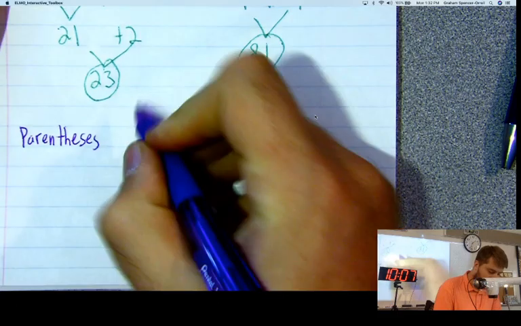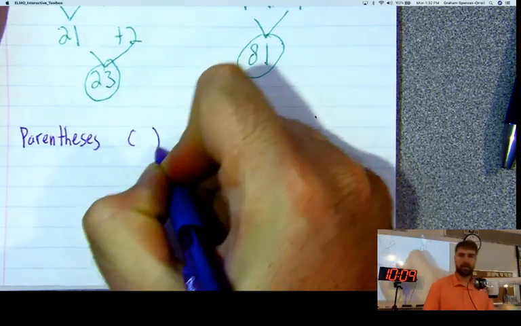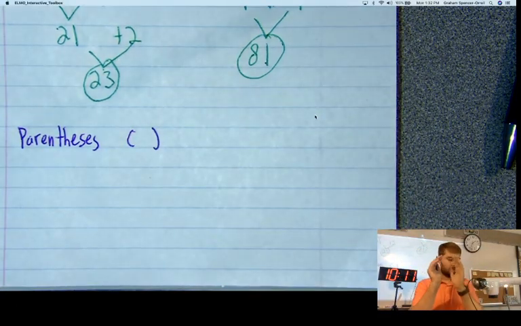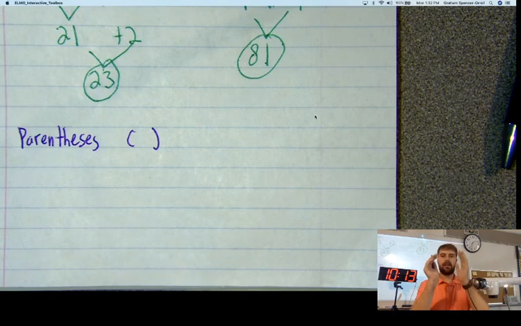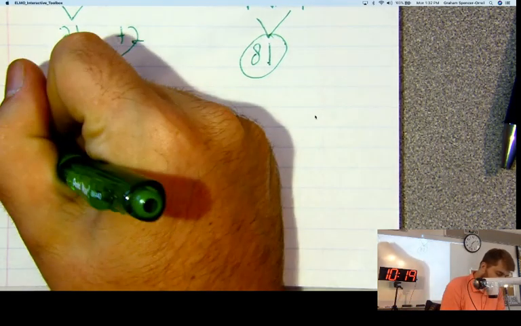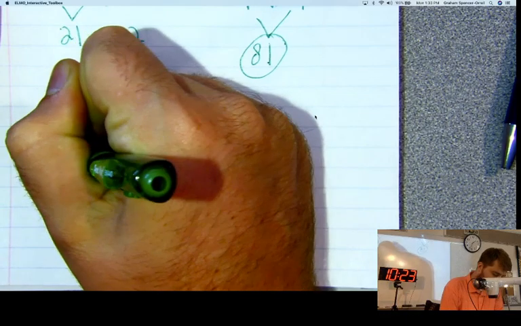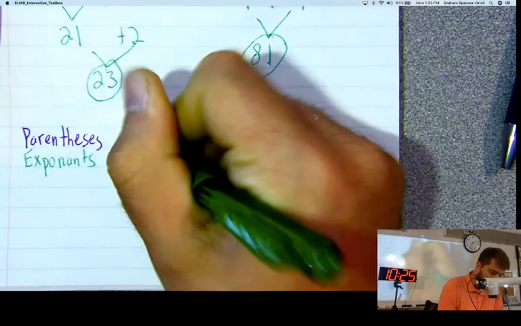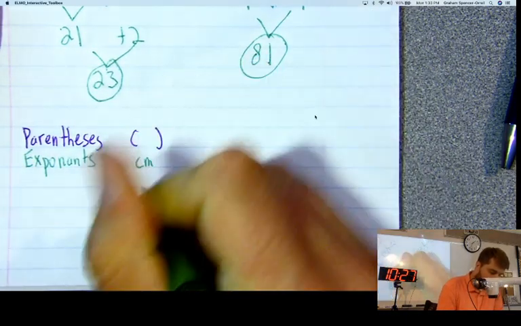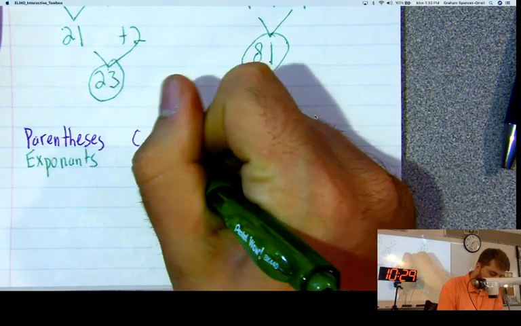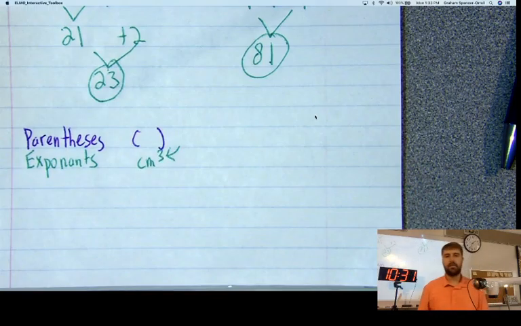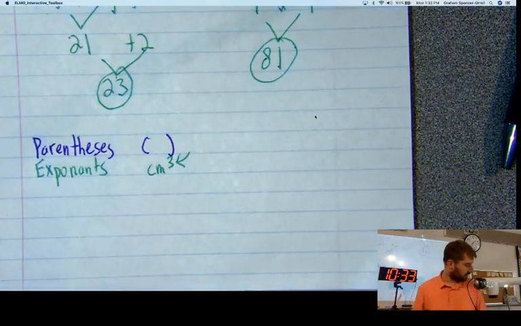And I'll draw an example off to the side. Those are those curved things we put around numbers, or sometimes in words too, that put it in as a separate thought. Then we have exponents. And we've seen exponents like centimeters cubed, cubic centimeters. That is your exponent up there. And we'll talk more about that later, but we're just trying to get our order down first.